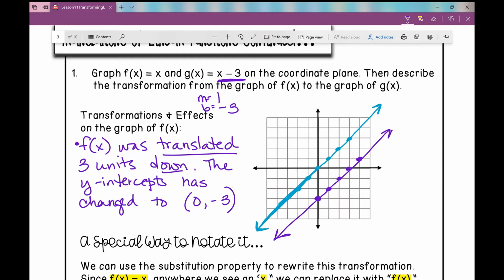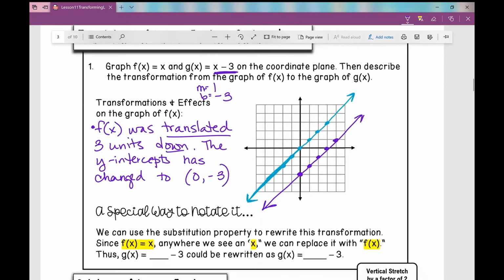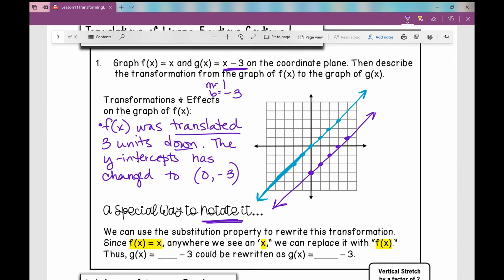And then there's a really special way that we write this that you need to know, a special way to notate it. Remember, that's just the way we write it. So we can use the substitution property, and that just means we replace, right? We can use the substitution property to rewrite this transformation. So since f of x equals x, anywhere we see x, we can replace it with f of x. Thus, g of x equals x minus 3, right? That's what it showed me.